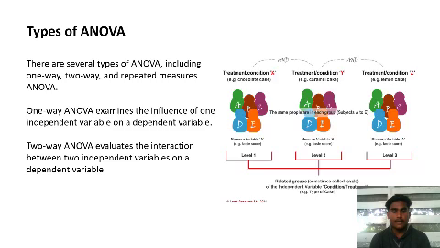Types of ANOVA. There are several types of ANOVA including one-way, two-way and repeated measures ANOVA. One-way ANOVA examines the influence of one independent variable on a dependent variable. Two-way ANOVA evaluates the interaction between two independent variables on a dependent variable.